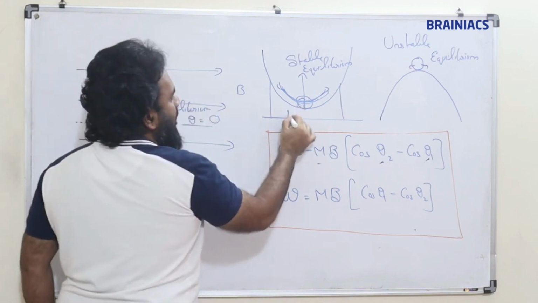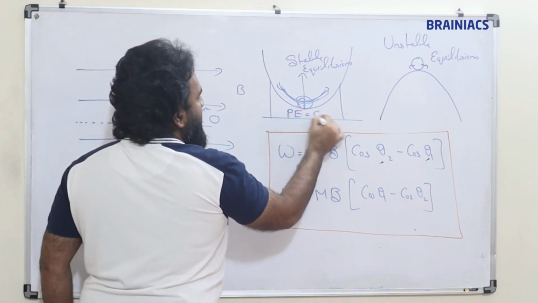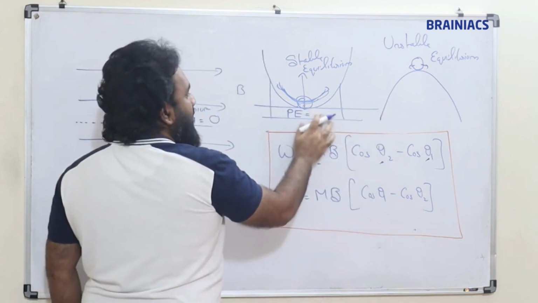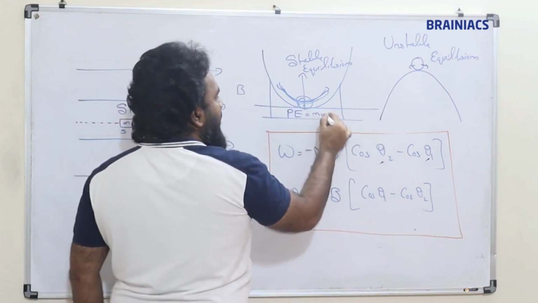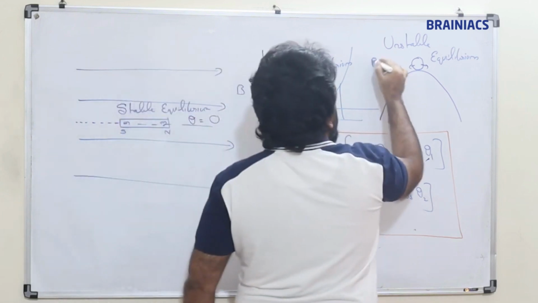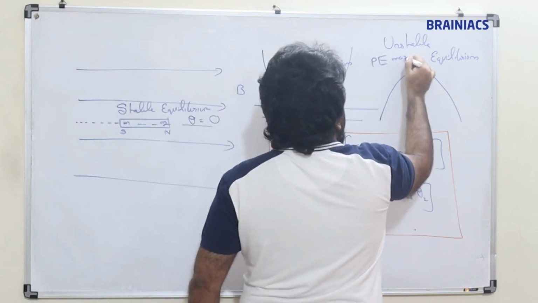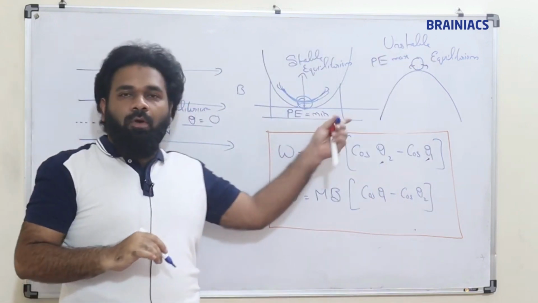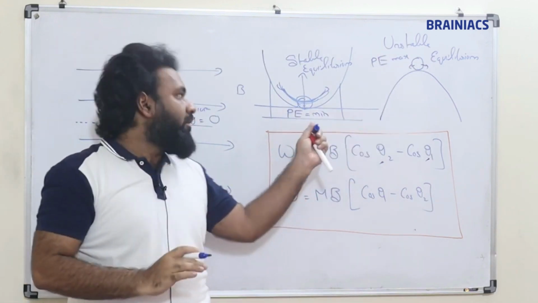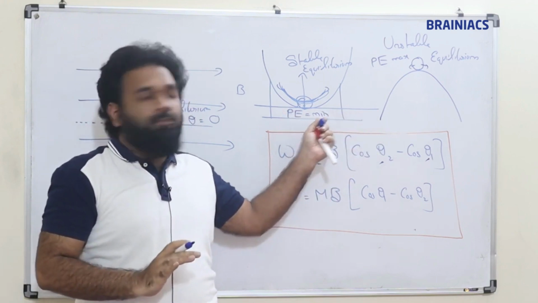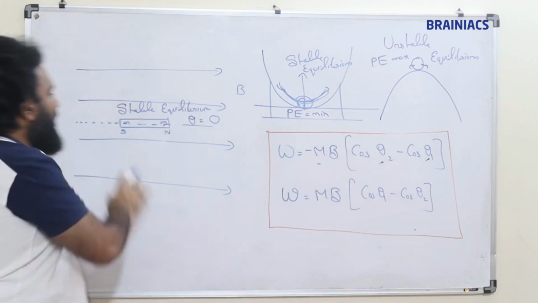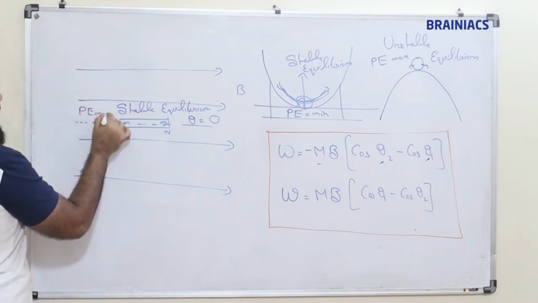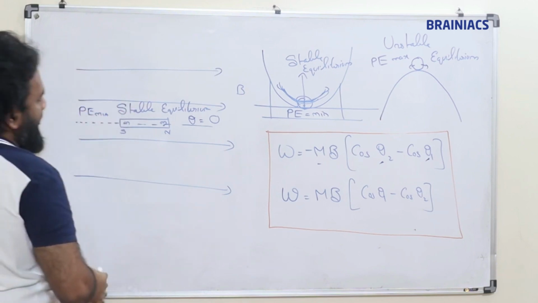In this case, potential energy is what? Zero if we consider this as a reference point, or we can say better than zero, we can say minimum. And in this case, potential energy is what? Maximum, we can say. Whether zero or negative, all with respect to the reference point, but we can say this is minimum, that is maximum. Same way here, the potential energy will be what? Minimum, because this is stable equilibrium.